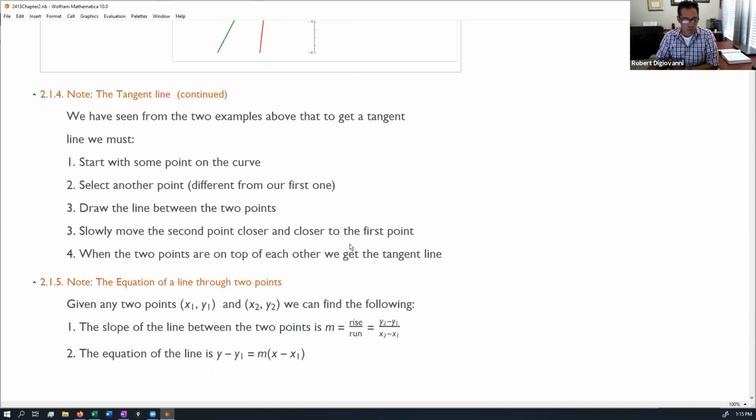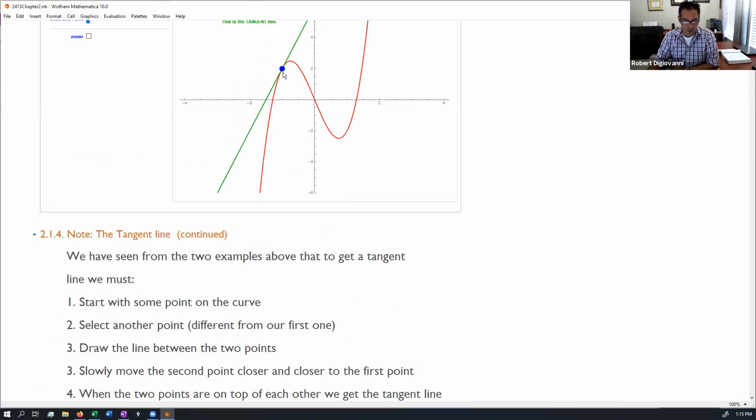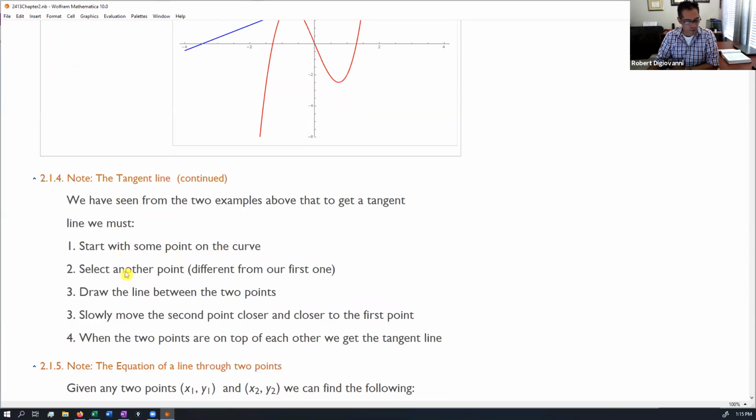All right, so this is what I covered already when we started class. We've already seen from the two examples above that to get the tangent line, we must start with some point on the curve. So we started with this blue point. We started with that black point. Start with some point on the curve.